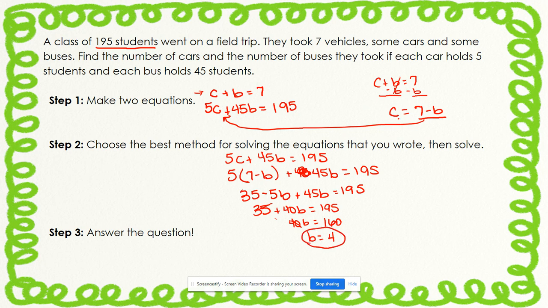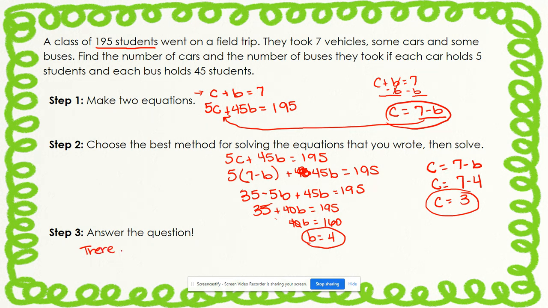So to figure out how many cars there are, I'm going to take this equation that I wrote, which was cars equals 7 minus buses, and I'm going to plug in 4 for B. So 7 minus 4, which means there are 3 cars. So finally, I answer the question. The question asks how many of each are there. There are 4 buses and 3 cars.